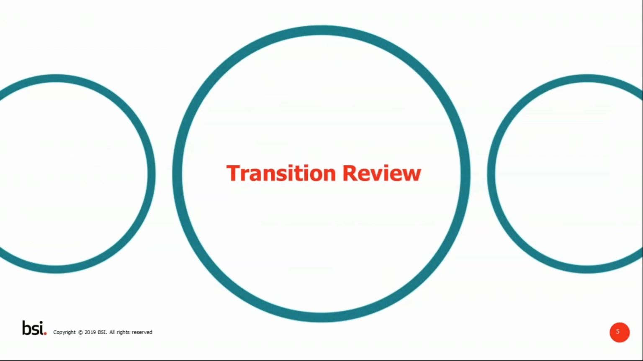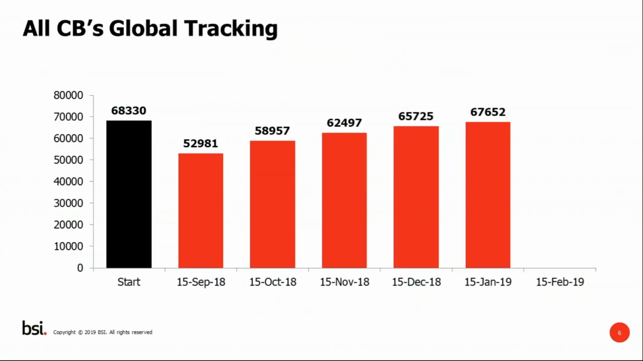So the transition review. As we can see on the slide, when we started the transition process, there were 68,330 IATF certificates issued globally. When we got to the end of the 15th of September, the day after the transition audit process had finished, there was a drop down to 52,981. So quite a significant drop.